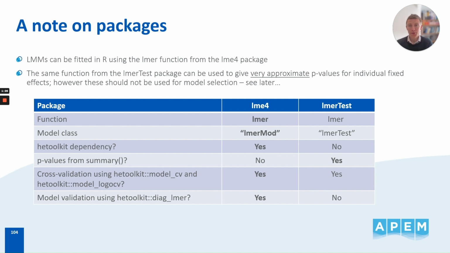However, it's worth being aware that the same function can also be used from the LMER test package. The main difference is that this alternative variant of the function gives us approximate p-values for the individual fixed effects in our model. These p-values can be useful as a guide to which variables of our model are more important. However, they are very approximate, I would stress that word, and they should be used with a pinch of salt and not used specifically to guide model selection. More on that a little bit later.